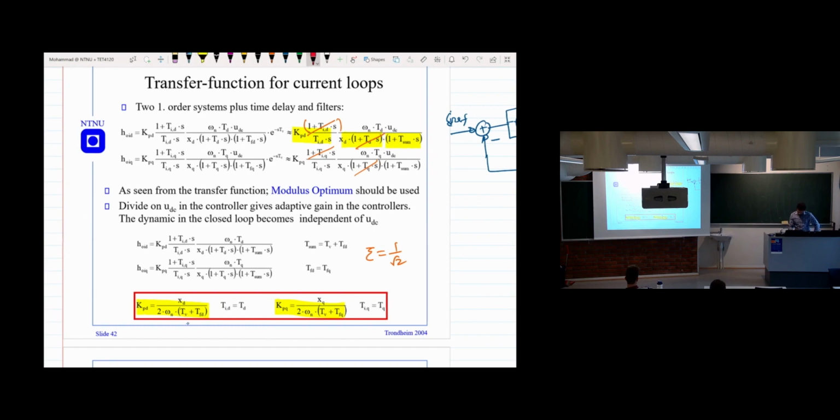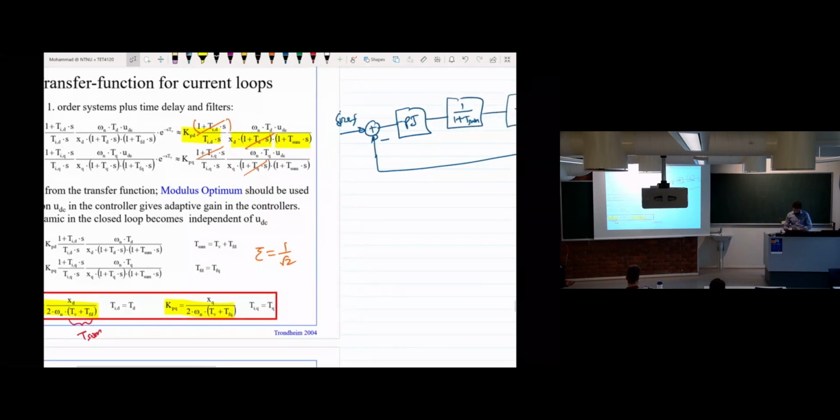And here we have TB plus TFD, which is the T sum. Here this part is the T sum. The first part of the T sum is because of the PWM delay, and the second part is because of the filter. Since you also have a filter there in the control, we also have one filter here.